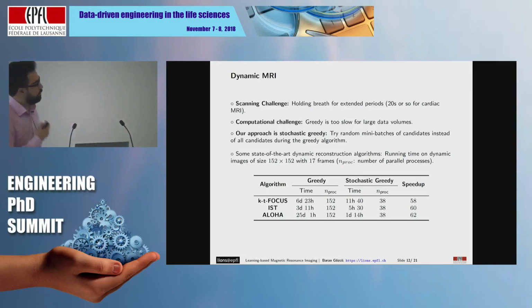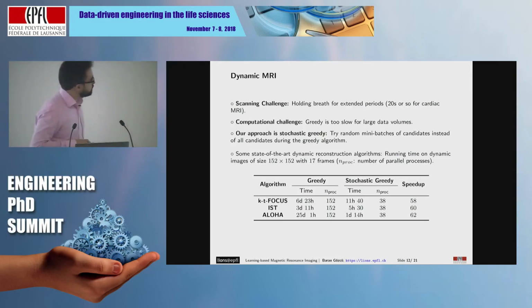for example, for heart, for vocal tract. So in order to overcome this challenge of processing a big amount of data, because the reconstruction algorithms are also slow for this setting, what we did is we use a stochastic greedy algorithm, which means that at each iteration of my algorithm, instead of testing all possible candidates, I can stochastically choose a random batch of candidates, and then I pick the best candidate out of them. And this gives a lot of speed up.